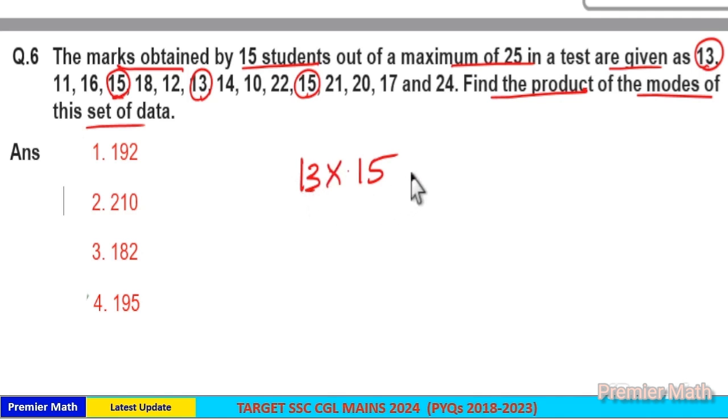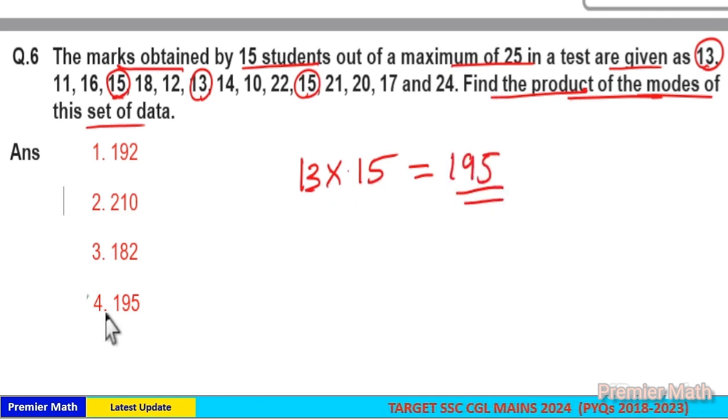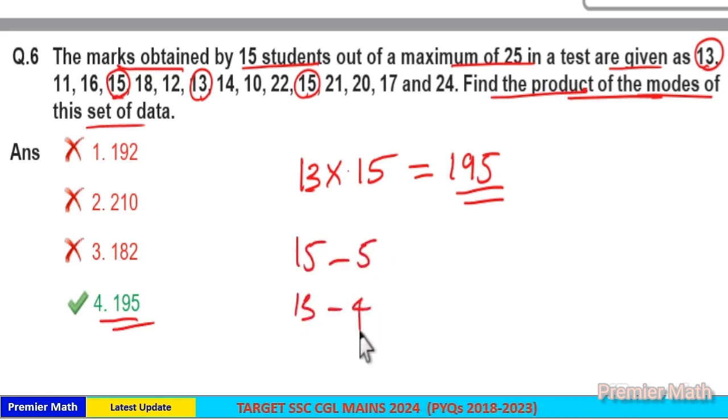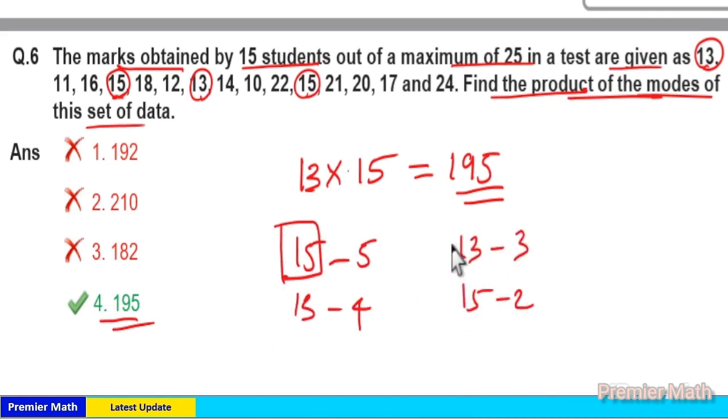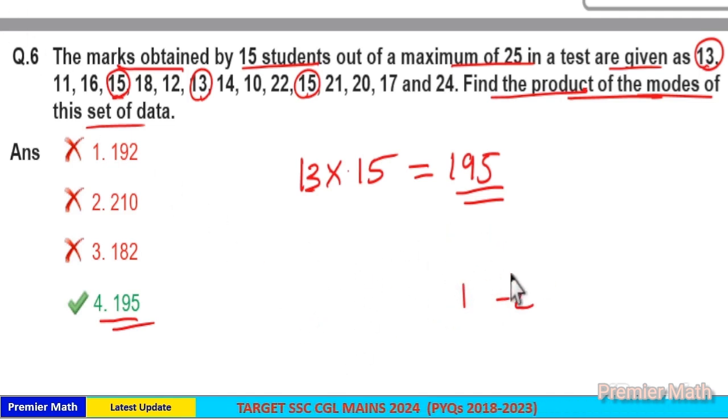So product is equal to 13 into 15. Product of modes means 13 into 15. 15 into 10 is 150. 15 into 3 is 45. So 150 plus 45, 195 is the product of modes. Option 4 is your answer. If 15 repeated 5 times and 13 repeated 4 times, then the mode is 15 here. If 13 repeated 3 times and 15 repeated 2 times, then 13 is the mode here. But here both 13 and 15 repeated equally. So both are modes here.